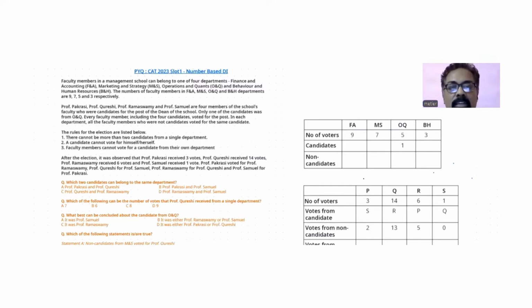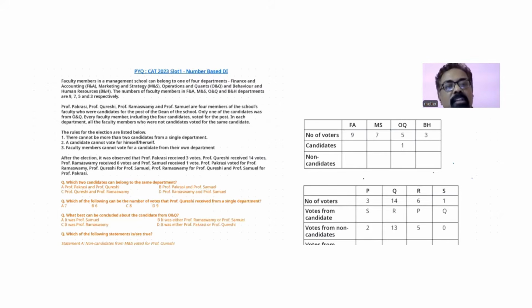Now, in this set, they are saying that there is a school with 4 departments. The departments are finance and accounting, shortly FA, marketing and strategy, in short MS, operations and quants, shortly O&Q, and behavior and human resources, shortly B&H. Later, we will go with FA, MS, OQ, BH in this way. We will omit the symbol and, right? It is also given that in these 4 departments, there are 9, 7, 5, and 3 voters respectively.